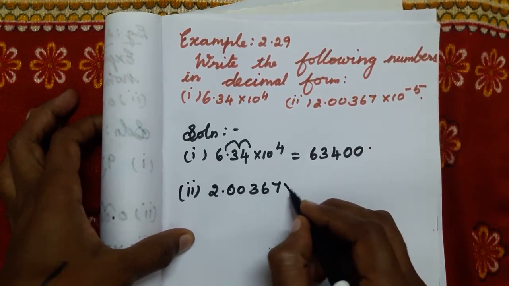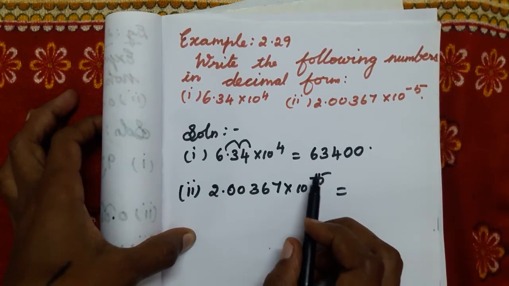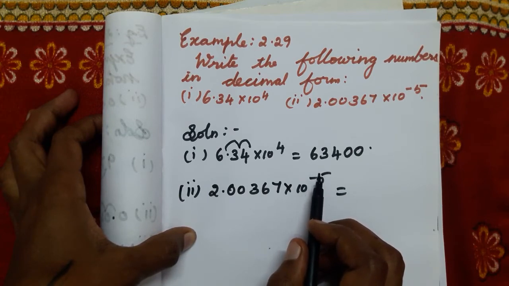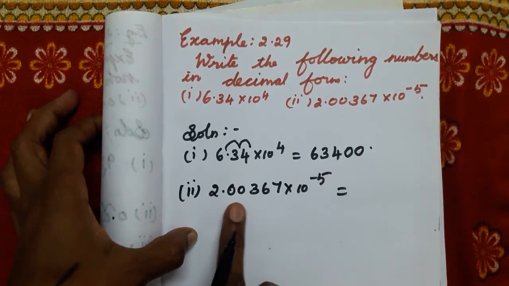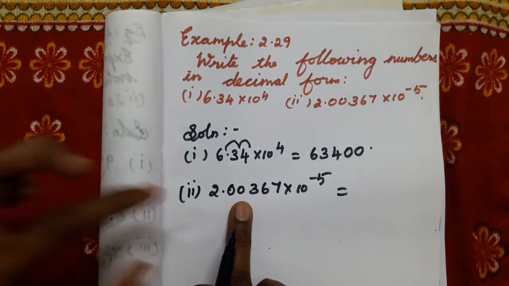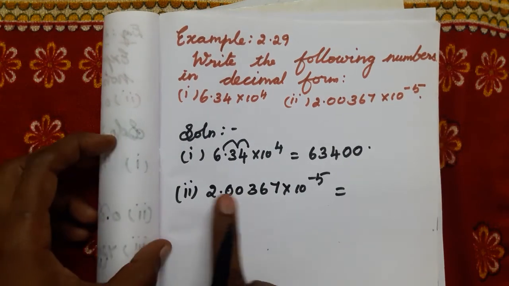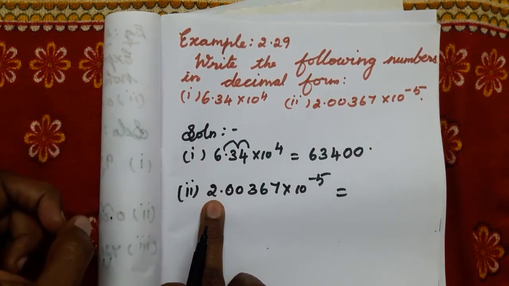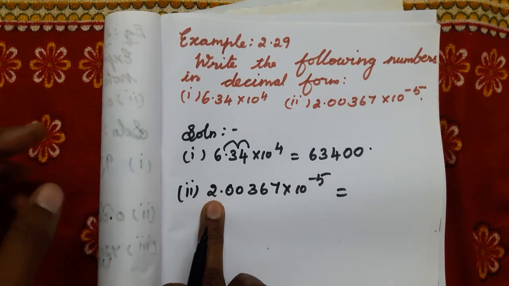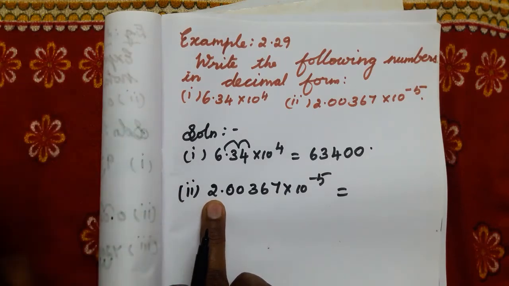2.00367 into 10 power minus 5. Here is the minus 5. Minus 5 means the decimal point you have to move which way? 5 digits left. We have to move the decimal point 5 digits left. Before the decimal point, how many digits are there? Only 1 digit. So how many zeros do we have to include? 4 zeros we have to include.